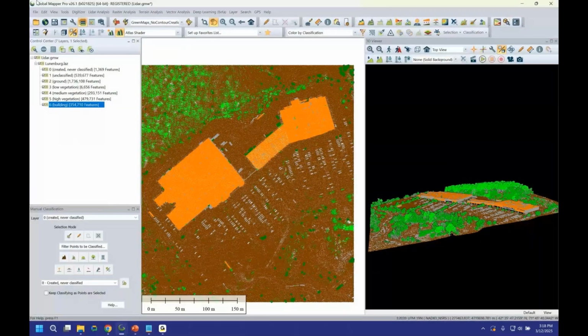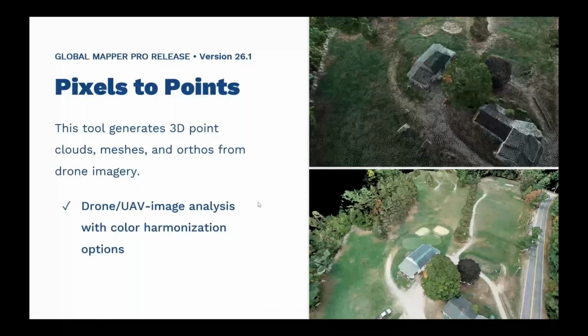Now, for folks who may not be familiar with this tool in Global Mapper Pro, it is a tool that takes drone or UAV collected images, so geotagged images, and processes them into some different outputs. So the primary output there is going to be points, a point cloud, hence the name pixels to points. And we are also able to create a textured 3D mesh feature as well as a rectified ortho image. So a lot of great outputs that you can create from just geotagged images that were captured with a drone.